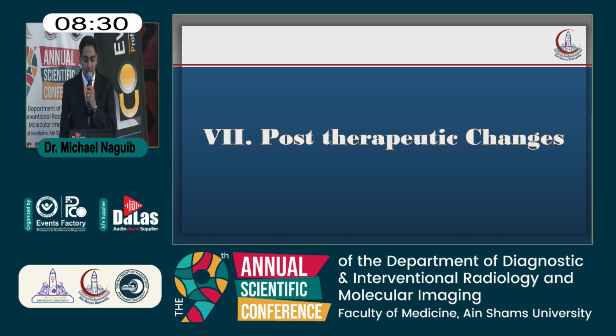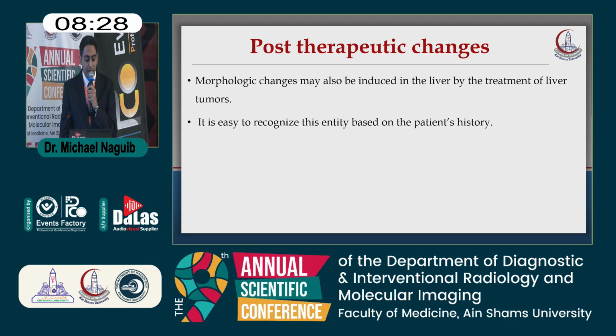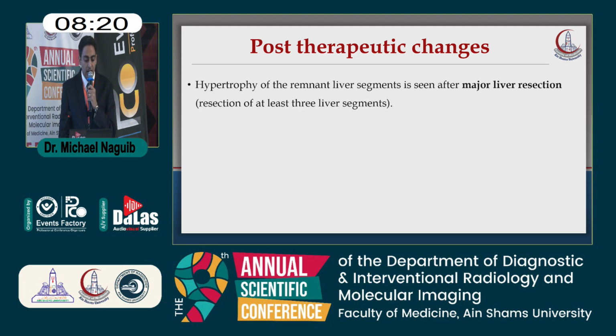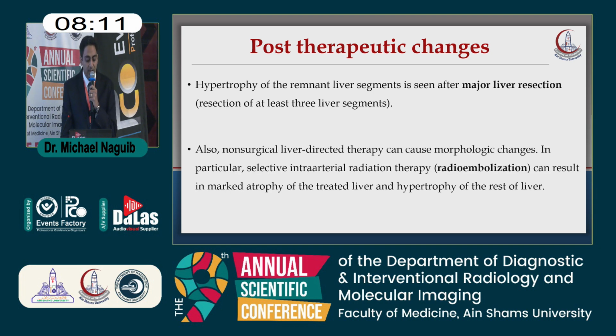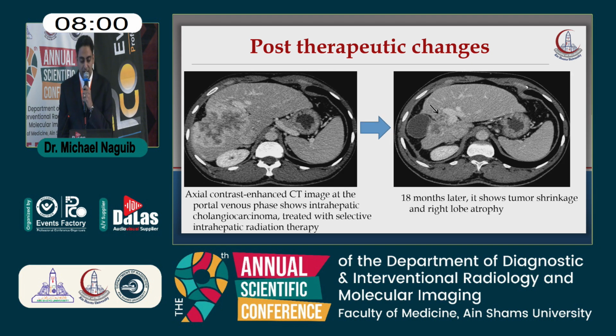Last, with post-therapeutic changes. After therapy, morphological changes can develop, and it's very easy to recognize this entity based on the patient history, such as after major liver resection, hypertrophy of the remnant liver segments occurs. Also, non-surgical liver-directed therapy, such as radioembolization, can result in marked atrophy of the treated part of the liver and hypertrophy of the rest of the liver.